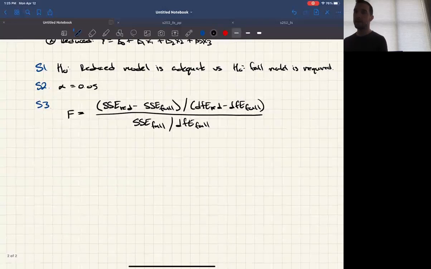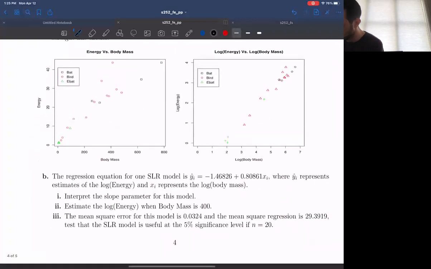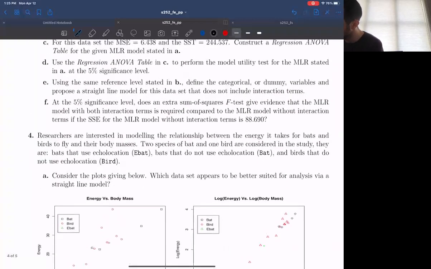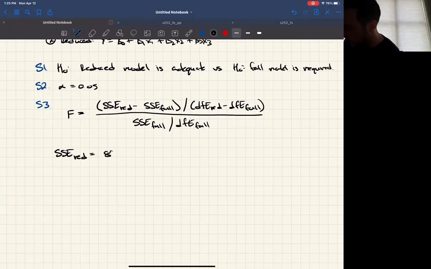All right, so we need to work out a few different values for this test. Now, in the question, it tells us SSE for the model without interaction is 88.690. So SSE reduced is equal to 88.690.